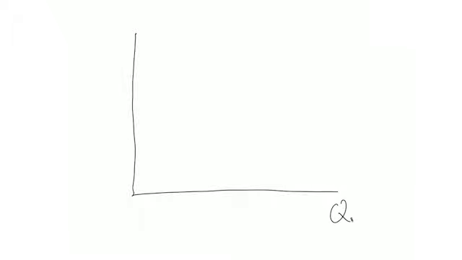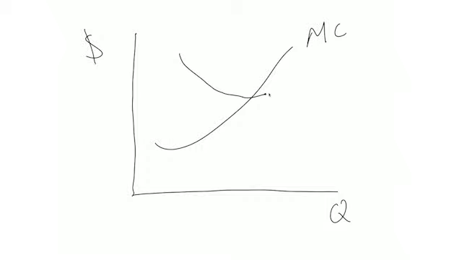One's going to be the quantity, and one's going to be the price, so I'll just put dollars up there for either the price or the cost. So I'll do my marginal cost curve as usual. I'll do the average total cost curve as usual, and then I'll stick in the average variable cost as well.